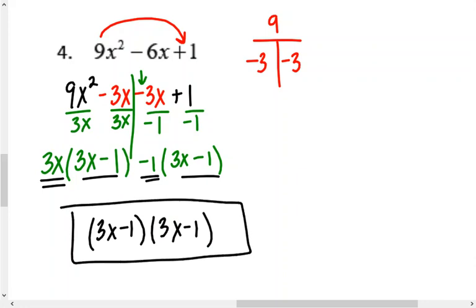This answer is perfectly correct, 100%. But one way you might see this written is 3x minus 1 squared. Because they're the exact same thing, we can write it one time with a squared.